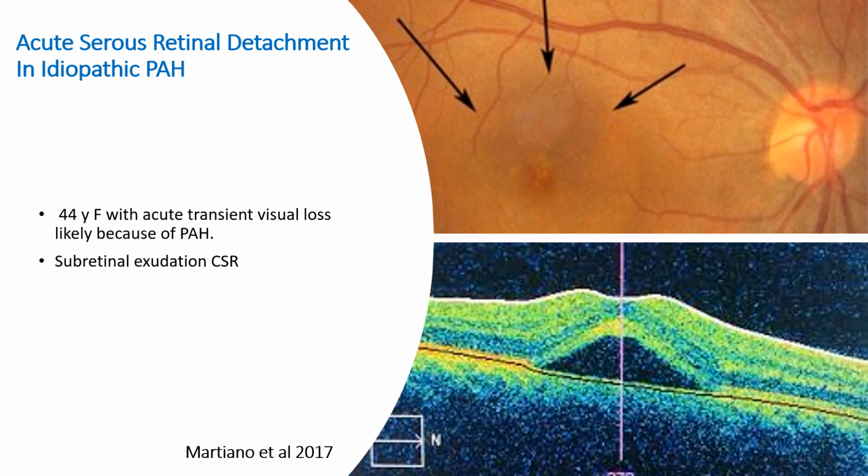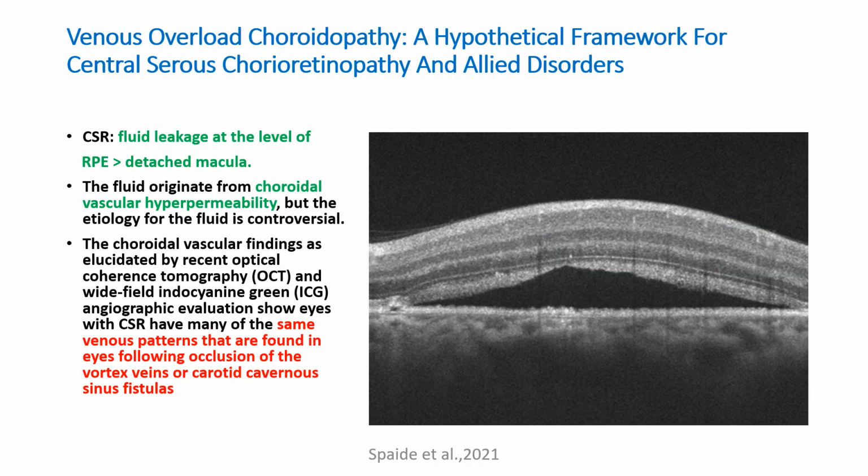A case report was also published for a case of acute serous retinal detachment in idiopathic PAH, for a 44-year-old female with acute transient visual loss, and as we can see in the OCT, there is subretinal exudation of the CSR. This was further clarified in another study of venous overload choroidopathy as a hypothetical framework for CSR and allied disorders.